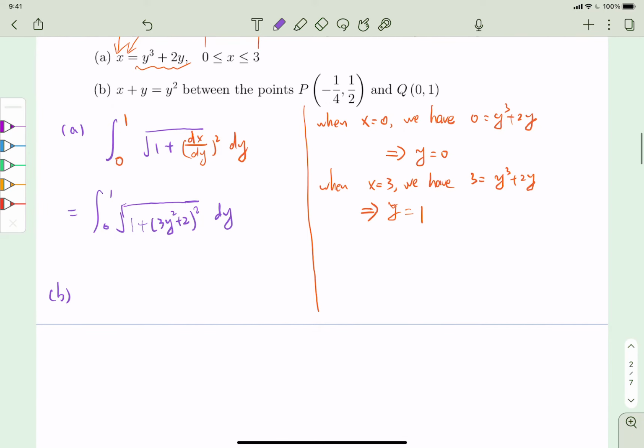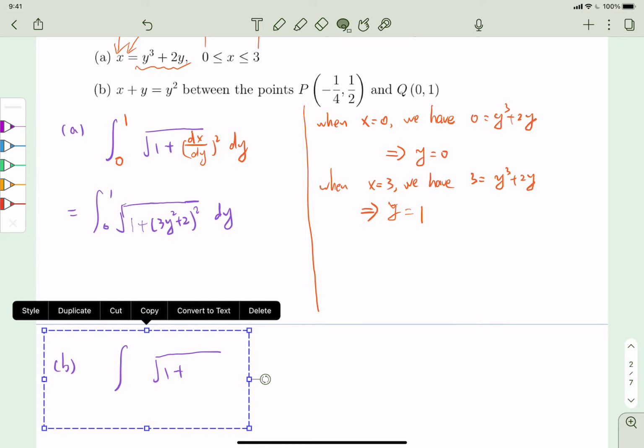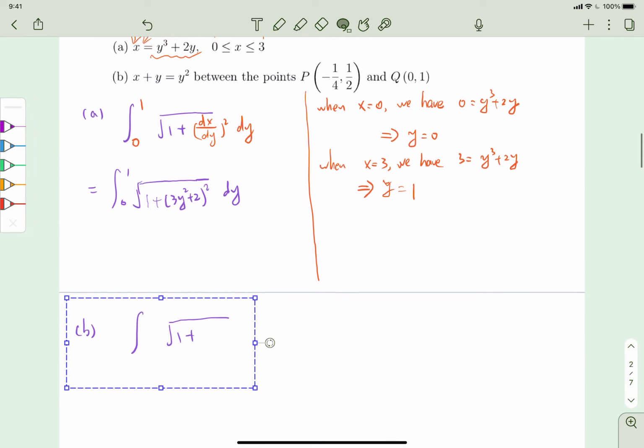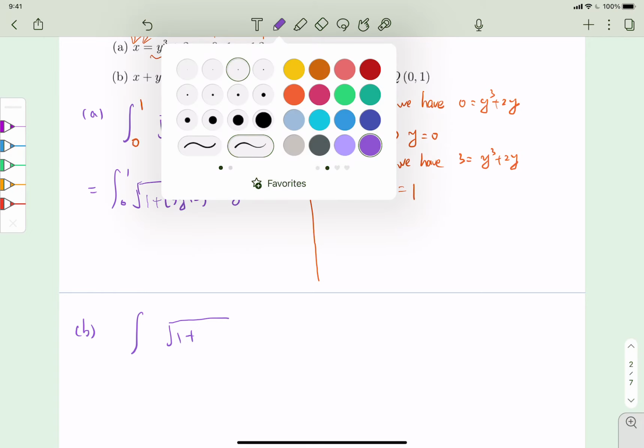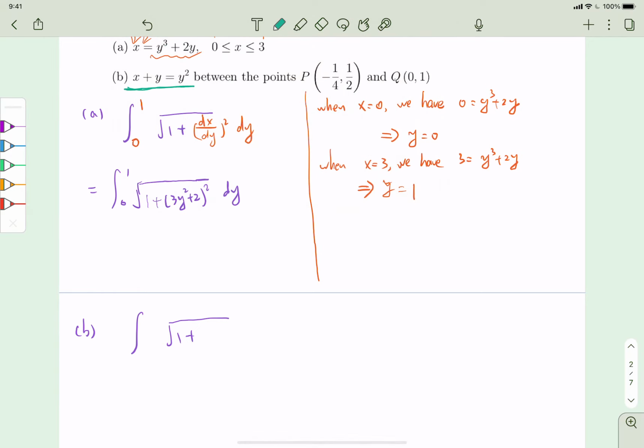Same way, integration, right? 1 plus is either dx over dy or dy over dx. But in this case, it's easier or more convenient to express the function in terms of y. We just need to, for this one here, move the y to the other side. So you have x equal to y squared minus y.